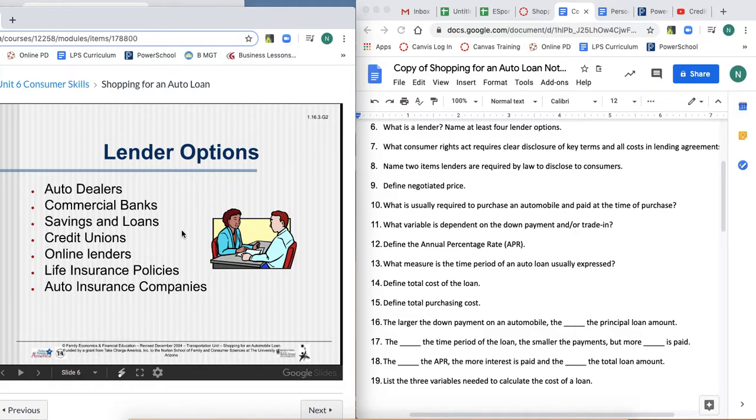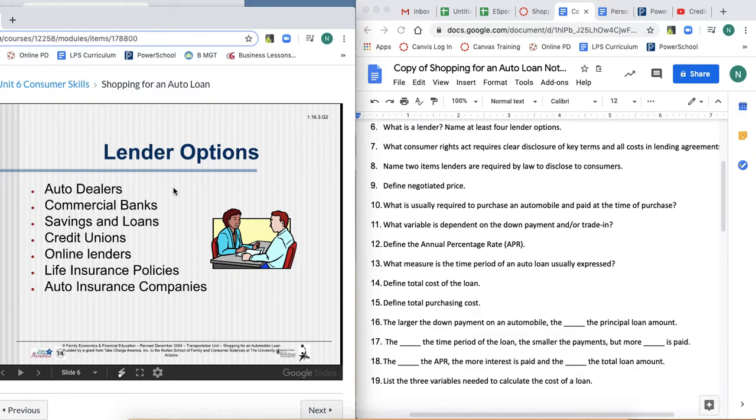All right, and so we know what the lender is. We learned what that definition is. And now we can talk about some examples. So you may be able to get a loan directly through the auto dealer. So you could go in and they could set up a loan for you. You could go to your personal bank, that is what a commercial bank would be, and get an auto loan.